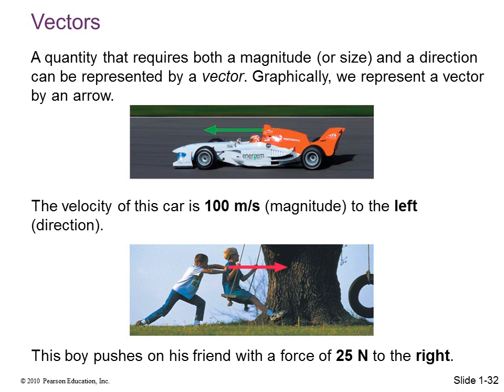So let's take a look at vectors. This is our last lecture slideshow for Chapter 1. Chapter 1 is just an introductory chapter, but let's look at some of the conventions that we use in physics. First off, this is a vector, and it has both size and direction. This one happens to represent velocity. Down here, this vector is heading to the right, and this vector represents force.